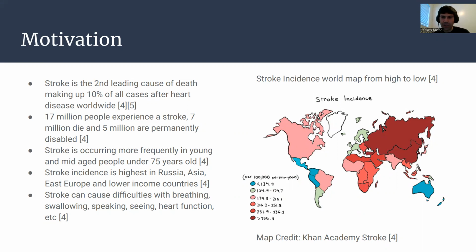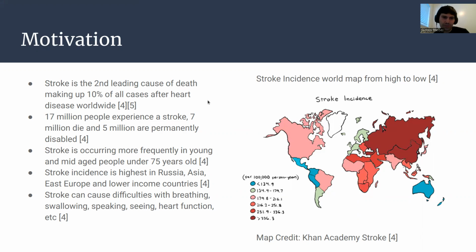As we can see on this right side, this is a picture of the world map from Khan Academy. The dark red regions signify a high incidence of stroke, whereas the more blue and green, the less stroke. We can see there's a ton in this region here in Russia, Asia, and Eastern Europe. Also to note, stroke is very common in low income countries. And then there are also middle incidences in the US and Canada and so forth.